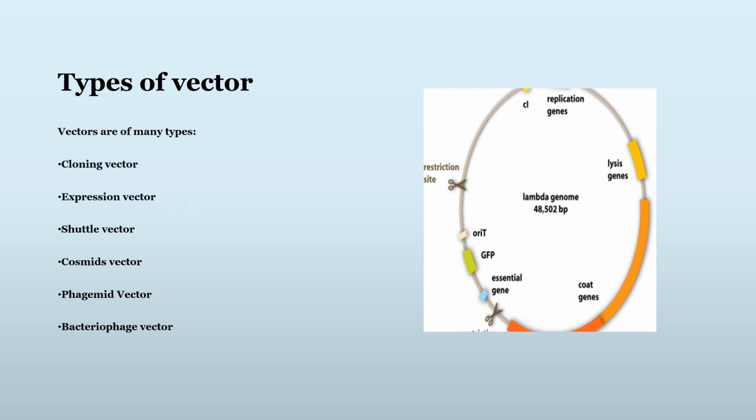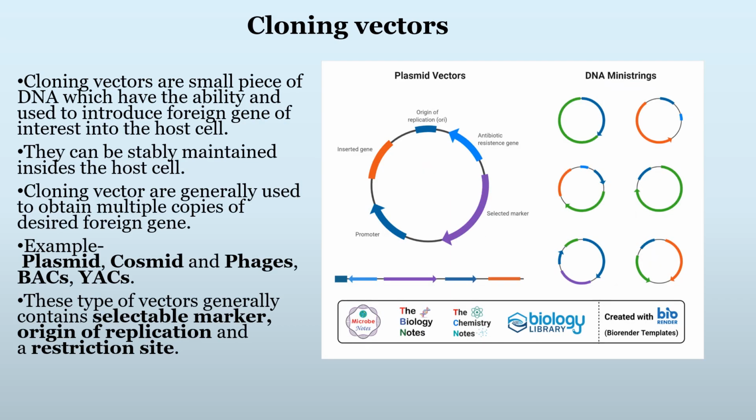Types of vectors. Vectors are of many types, like cloning vector, expression vector, shuttle vector, cosmid vector, phagemid vector, and bacteriophage vector. Cloning vectors. Cloning vectors are small pieces of DNA which are used to introduce the foreign gene of interest into the host cell. They can be stably maintained inside the host cell. Cloning vectors are generally used to obtain multiple copies of the desired foreign gene. Examples are plasmid, cosmid, and phages, etc. These types of vectors generally contain selectable markers, origin of replication, and restriction sites.